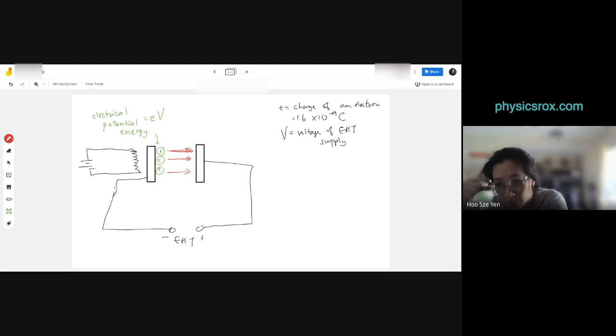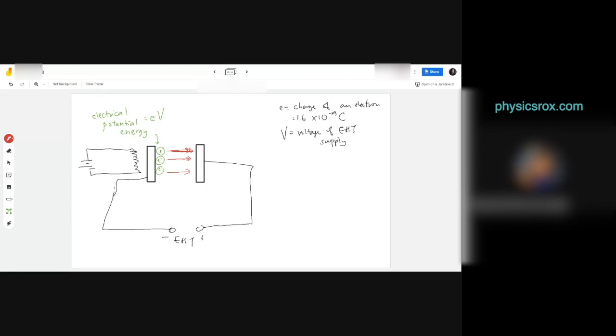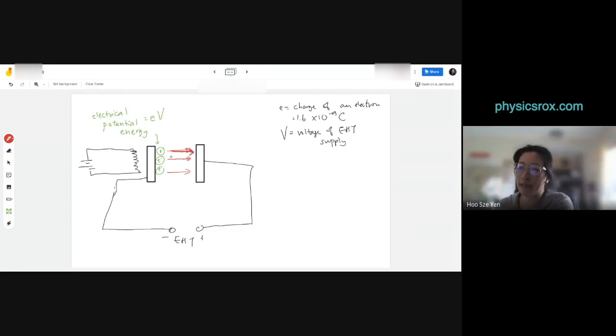Remember that potential is the work done to move electrons worth 1 coulomb of charge. 1 joule per coulomb, 1 volt. But EMF is not the work done to move; that's volt, that's potential difference. EMF is basically the work done by the power supply to move 1 coulomb of charge. So it's still 1 coulomb of charge, but EMF is specifically by the power supply. You can think of it that way.